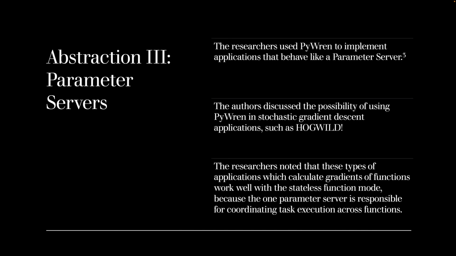So the researchers discussed the possibility of using PyWren in a stochastic gradient descent application, such as HogWild. And the researchers also noted that these types of parameter server applications, which calculate gradients like this HogWild library of functions, work well with the stateless function model of PyWren, because the one parameter server is responsible for coordinating task executions across stateless functions using those globally shared parameters.